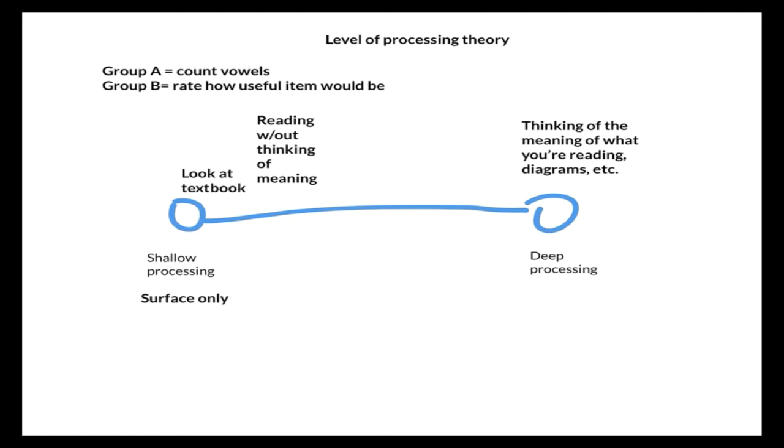And so the activity that you did was trying to put you on the two ends of this continuum, where Group A is really just looking at the word, using very shallow processing and counting the number of vowels. You don't have to think of the meaning to do that. And Group B definitely had to think of the meaning as you consider, hey, how useful would this be to me if I was on a deserted island? And so typically that type of processing definitely leads to better recall.